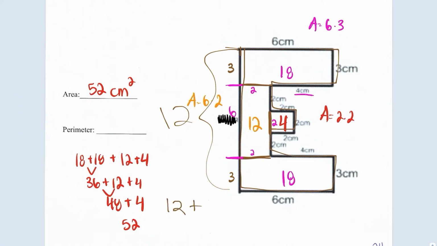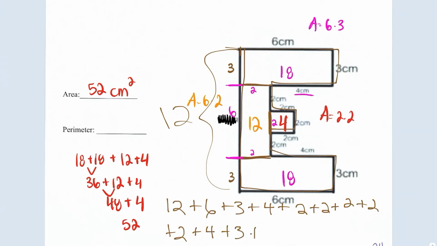So I'm going to say 12 plus 6 plus a 3 plus a 4. So I'm kind of going in order. Plus 2 plus 2 plus 2 plus 2. How many 2's is that? 1, 2, 3, 4. I need one more. Plus 2. So continuing down here. Plus 4 plus 3 and then plus 6. Once I add those together, then I get my perimeter.